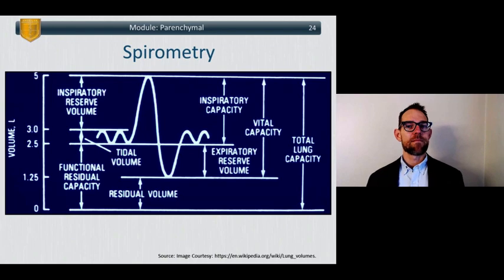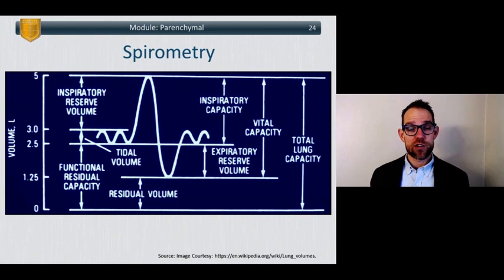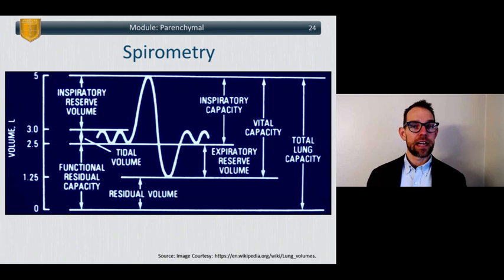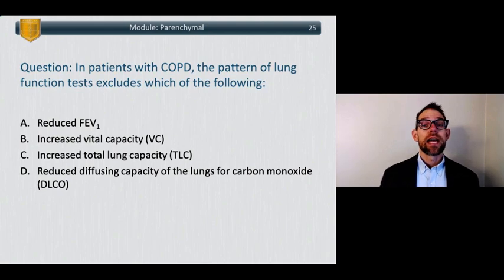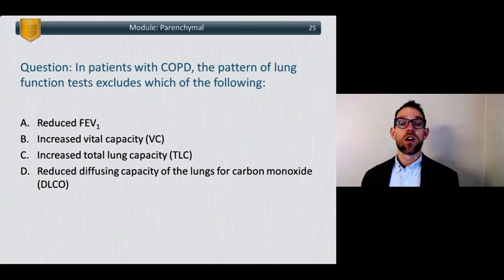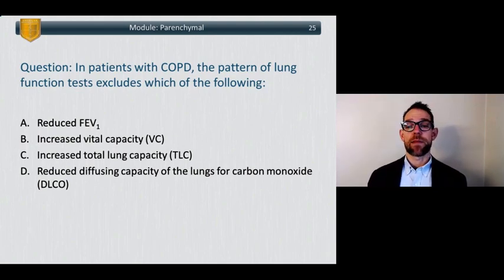All right, so let's think back to our second year of medical school where we're learning about spirometry. You absolutely have to memorize this chart before the exam. You need to know this backwards and forwards and just cold. In patients with COPD, the pattern of lung function tests excludes which of the following? A, a reduced FEV1; B, an increased vital capacity; C, an increased total lung capacity; or D, a reduced diffusing capacity of the lungs for carbon monoxide, DLCO.